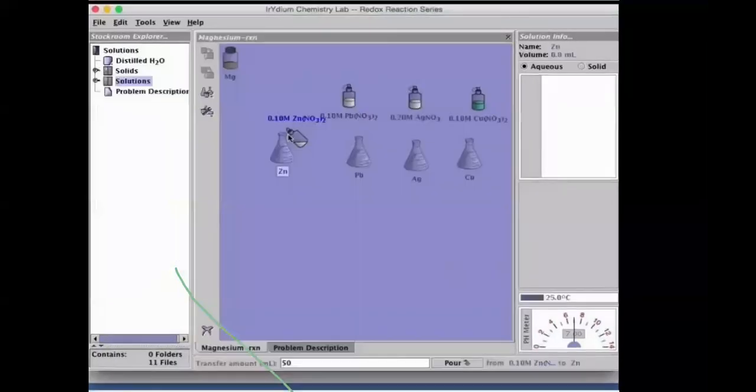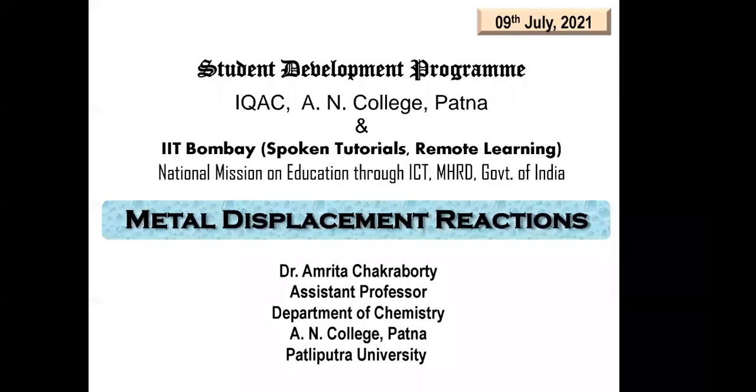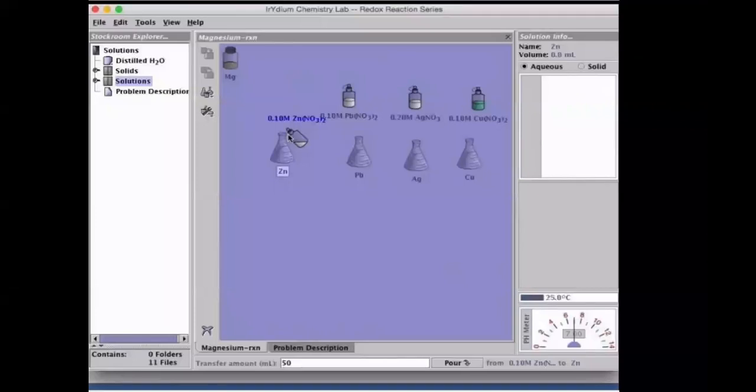At first we shall choose workbench 1. In the workbench 1 we shall right click, and after right clicking on the problem description we have to type magnesium reaction.